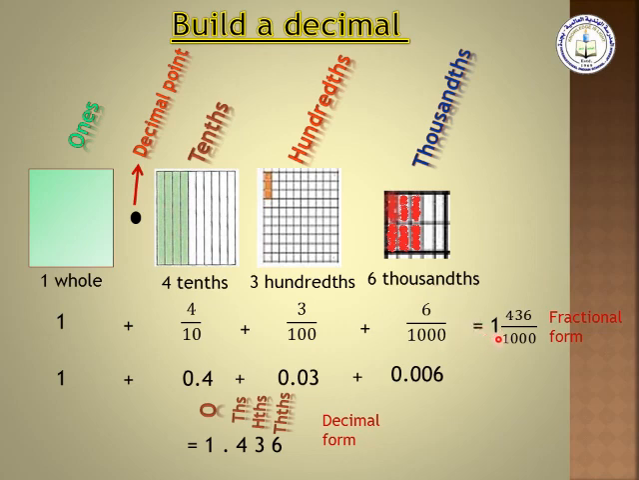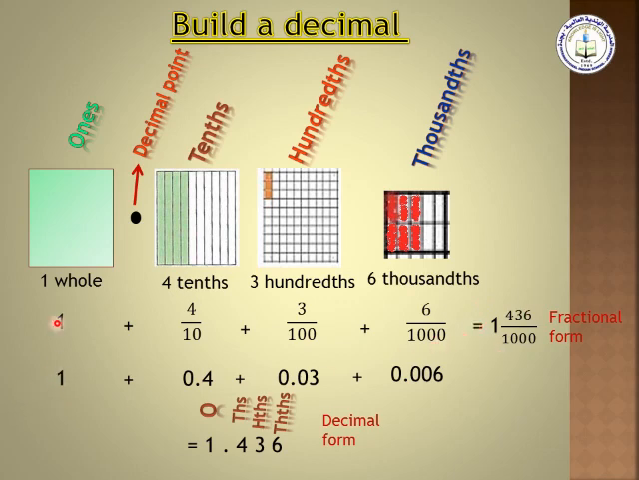1 is a whole number. We can keep it like this. Then 436, you have to always notice the last place. Here thousandths, so divide by 1000, 436 divided by 1000. This is the fractional form.